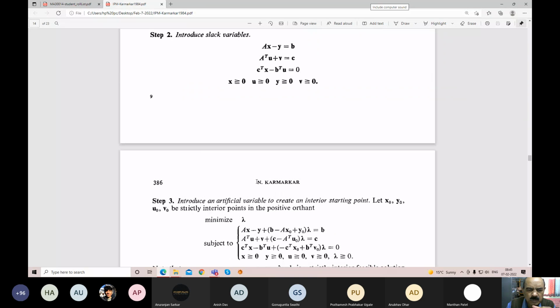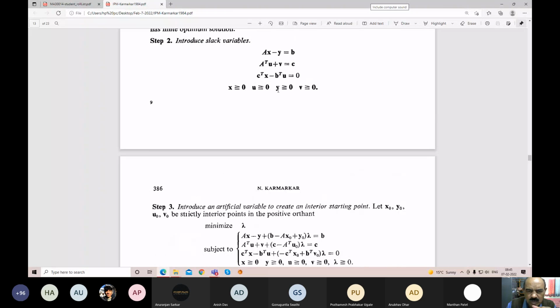Once you introduce slack and surplus variables, these are 1, 2, 3 sets. These are m in number, these are n in number, this is 1 in number. So m plus n plus 1 equations, and these are the variables. How to count variables? The variables x, let us say n in number. Then u will be m in number, y is n, m, like that, twice n plus twice n. These many numbers. But in this set there is no objective function.